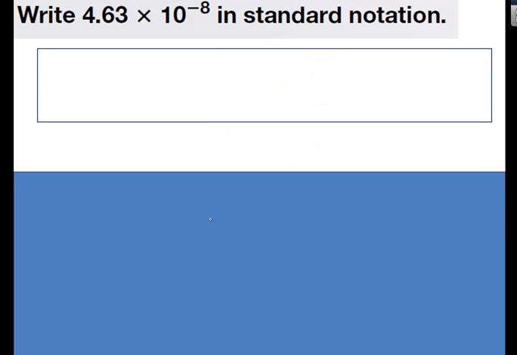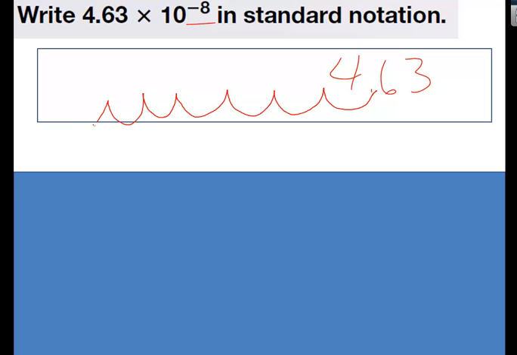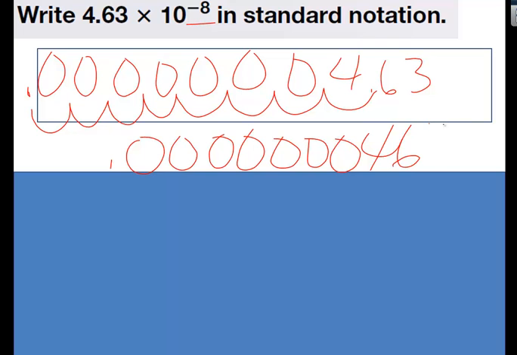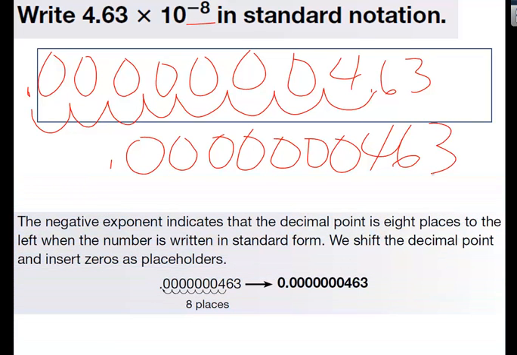Write 4.63 times 10 to the negative 8 in standard notation. Okay, so we're going to take our 4.63. We're going to write that. And because it's negative 8, we're going to move our decimal to the left. 1, 2, 3, 4, 5, 6, 7, 8. Rewrite your decimal and then fill this in with zeros. So our answer should be 0.00000000463. Get the idea? You just got to remember, if it's negative, you move it to the left. If it's positive, you're moving it to the right.